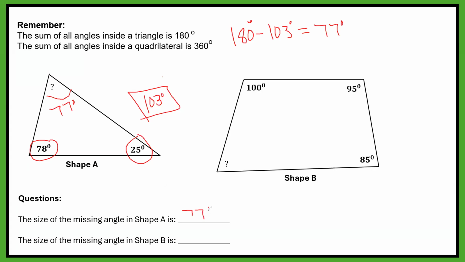Now let's look at shape B. Okay, shape B. Shape B is only trickier because there's more work to do. There's more numbers to add. But apart from that, the process is identical, yeah? So what we're going to do is add all of its known angles. So 100 plus 95 plus 85. Okay, I think it's time for a volunteer. Let's go for Theo. Theo, can you talk us through this quadrilateral?